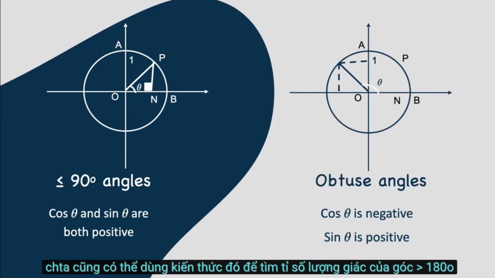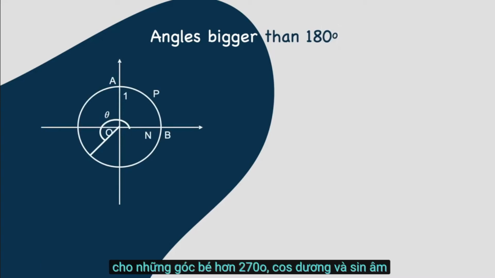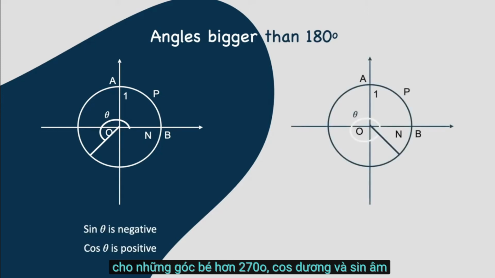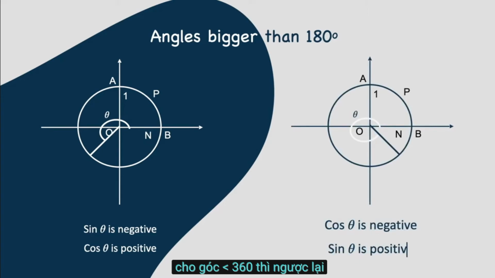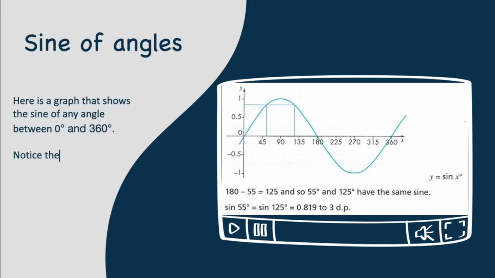You can use the same idea to find the sine and cosine of a reflex angle, that is an angle bigger than 180 degrees. For angles smaller than 270 degrees, sine theta is negative and cos theta is negative, and for angles smaller than 360 degrees, cos theta is positive and sine theta is negative. Now on the screen you can see a graph that shows the sine of any angle between 0 degrees and 360 degrees. Notice the symmetry of the graph.